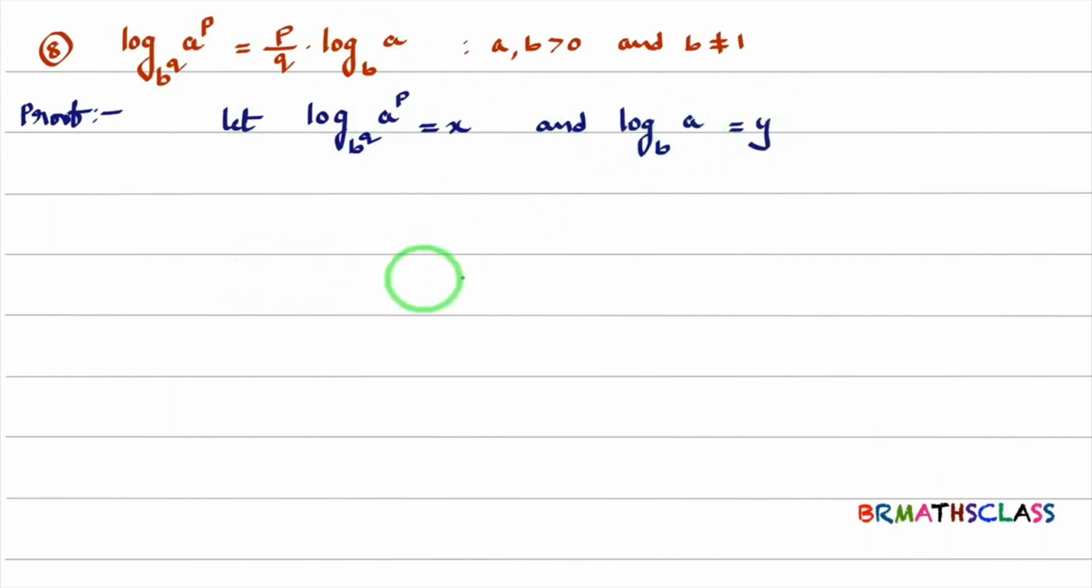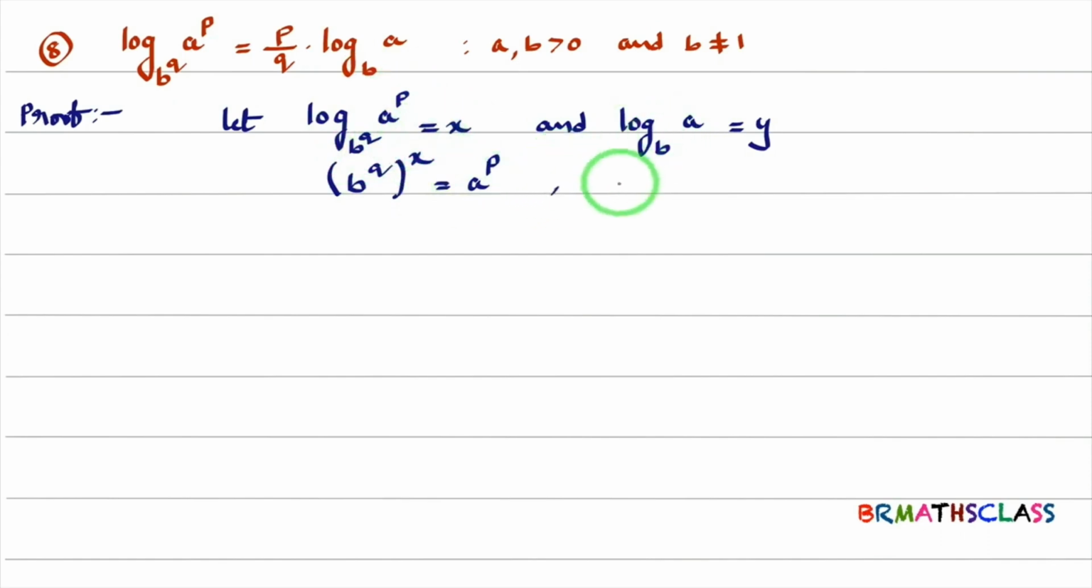So, from the definition of logarithm, what can this be written as? This is base power x. What is the base here? b power q, whole power x. Base power x equal to a power p. This we learn from the definition of logarithm. If we see an expression like this, it can be written in exponent form: b power q whole power x equal to a power p.